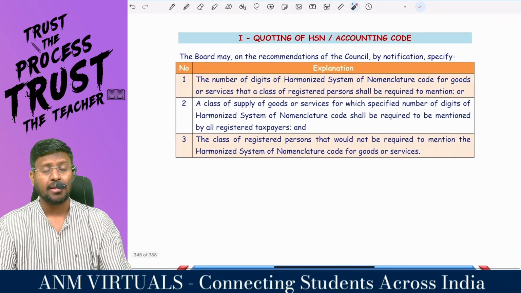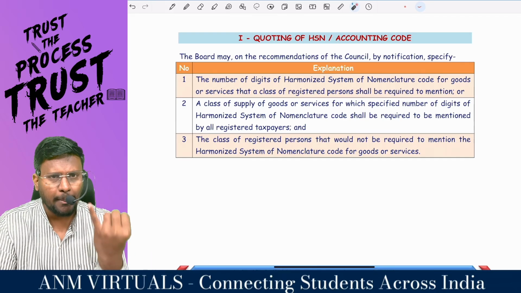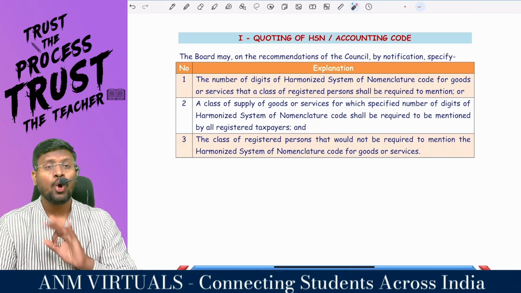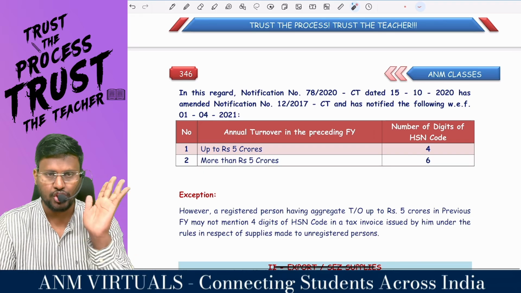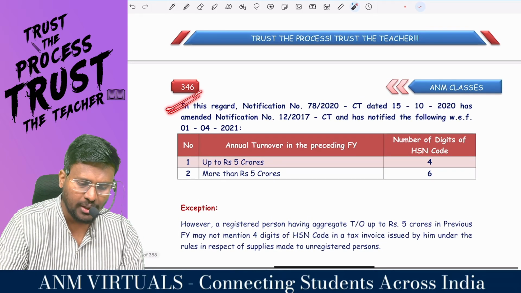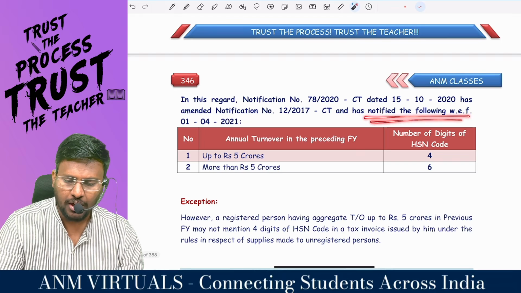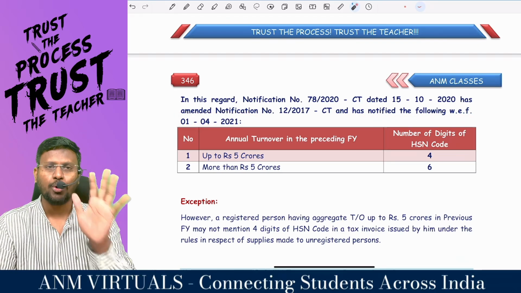So what they are saying is, the Board may, on the recommendation of the Council, say how many digits have to be mentioned as the HSN number, who all have to mention it, and who all are not required to mention it. So they put a notification. Look at here. In this regard, a notification number has amended and notified the following with effect from 1/4/2021. My dear lovable students, they put a notification.